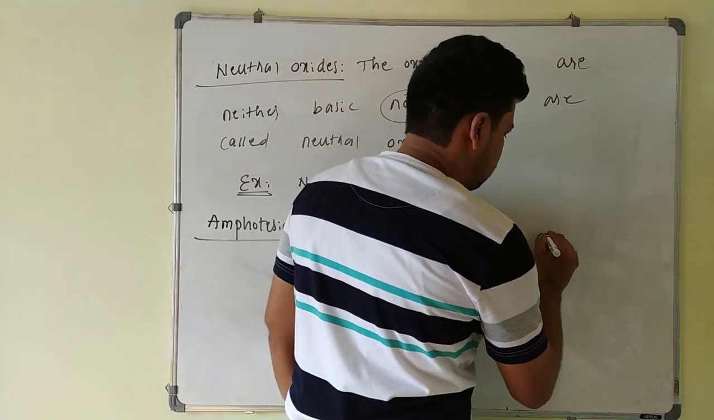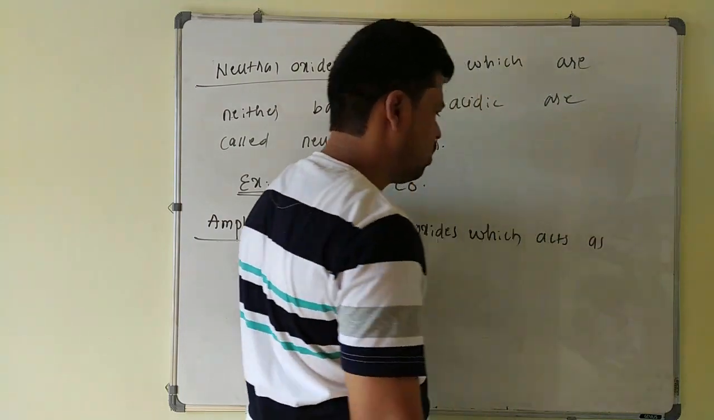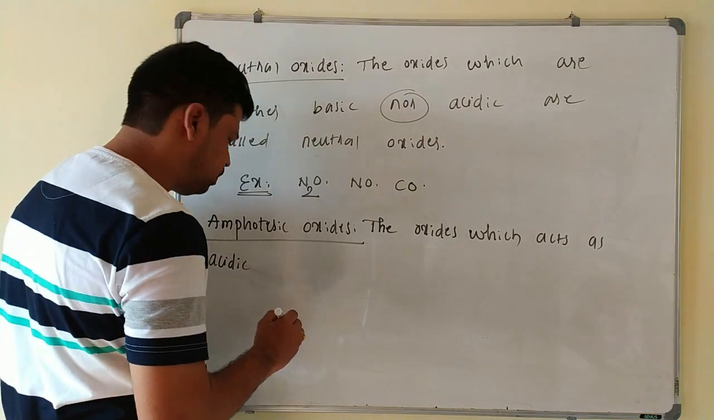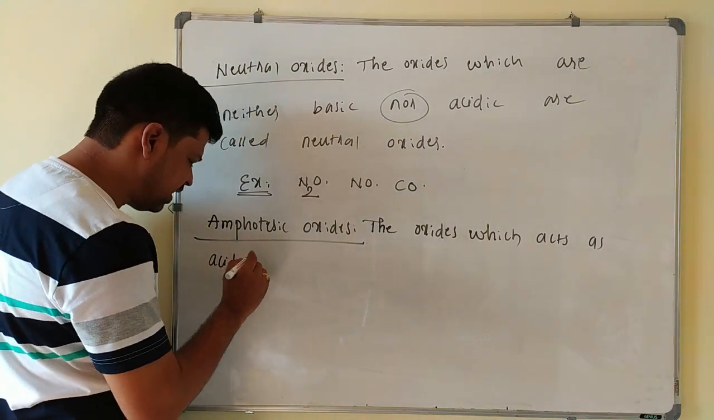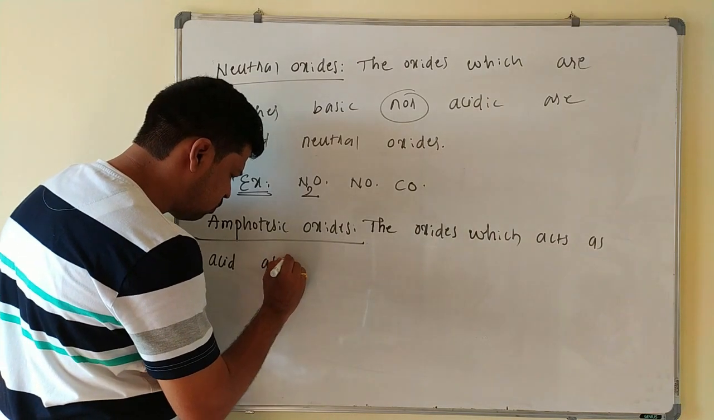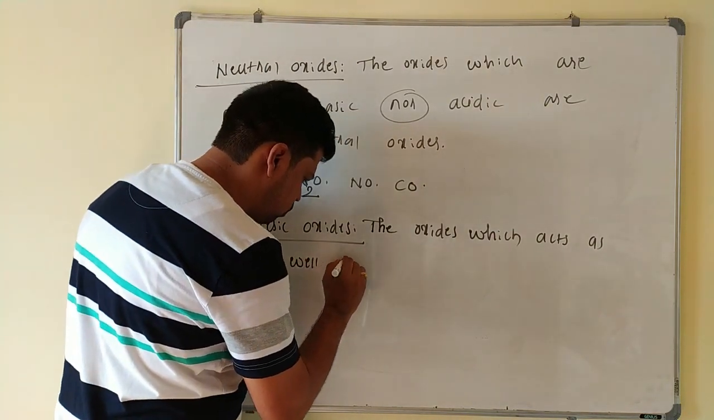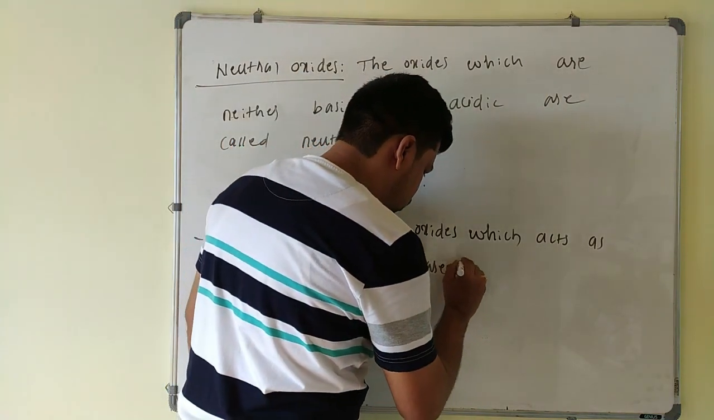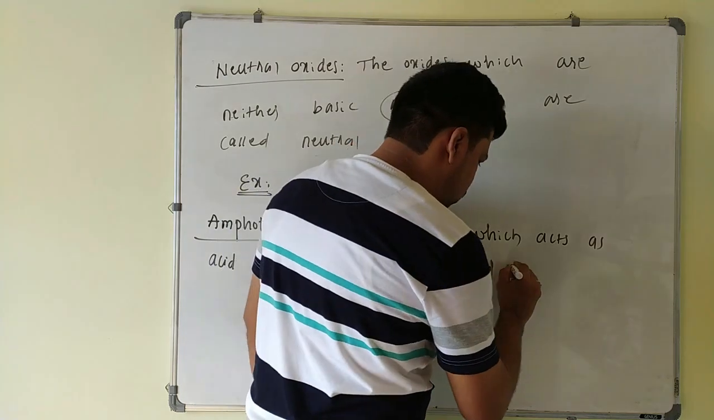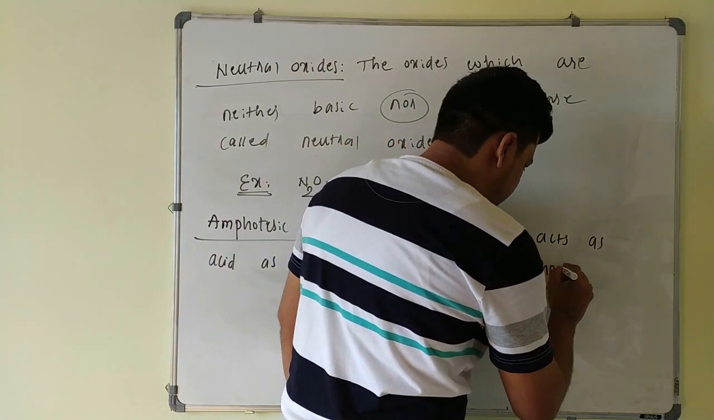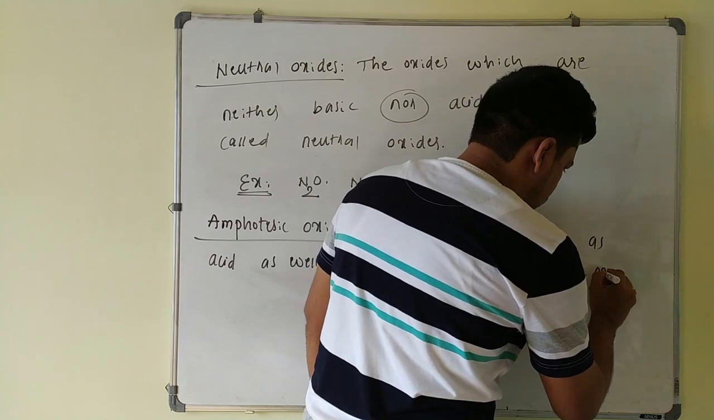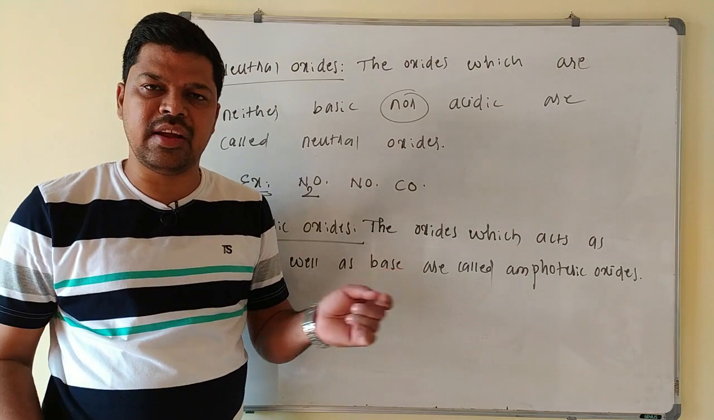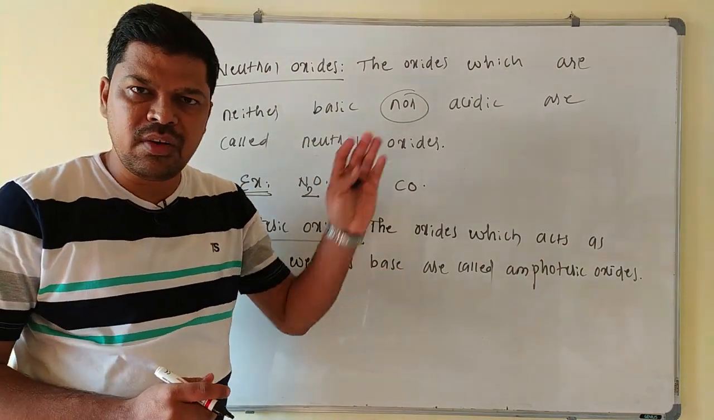which act as acid as well as base are called amphoteric oxides. So these oxides act as acid as well as base. They will react with acid or with the base.